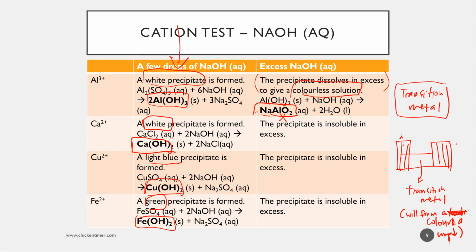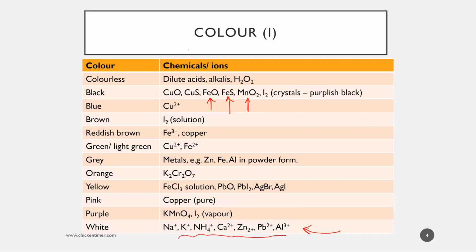So if they say there's a light blue precipitate, then after you add excess ammonia, it remains the same. Then you know, anything blue is copper already. No other element, not in your syllabus. So if it's blue, it's confirmed only copper 2+. If they say green, then it's confirmed only copper 2+ or iron 2+.